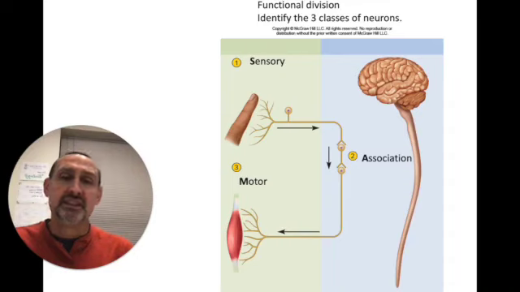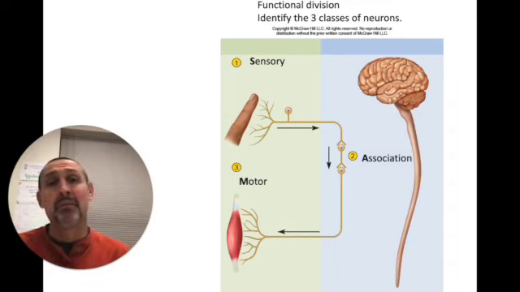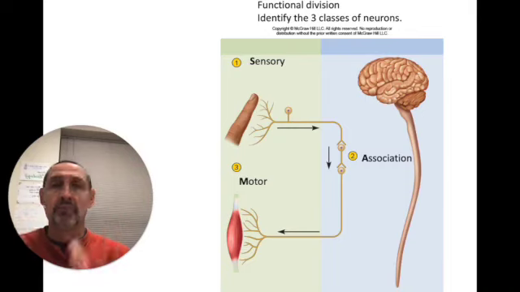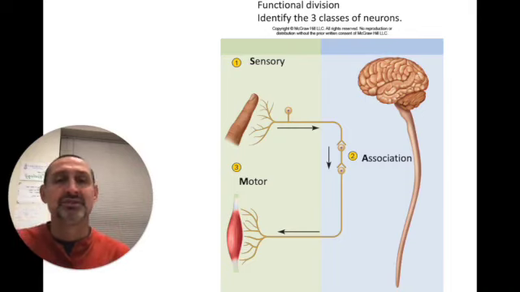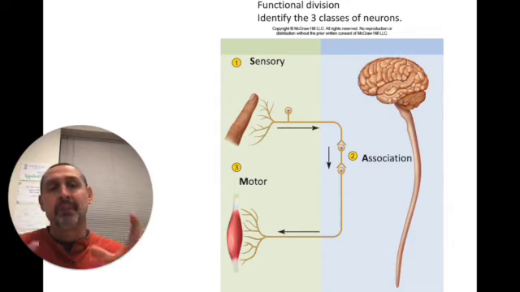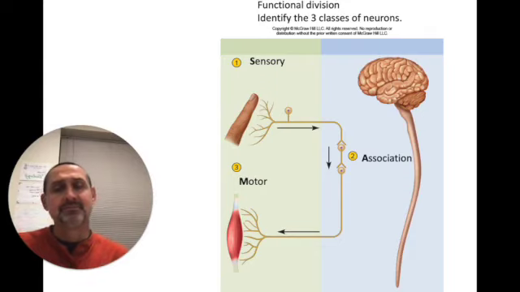Sometimes the integration is called association, and I prefer the association because it makes this acronym SAM. Sensory coming in, association figures out what to do with it, motor is the result. And we can classify neurons that way. Neurons are nerve cells. Remember all the way back to nervous tissue, neurons and neuroglial cells. The neurons, that's the workhorses of the nervous system, they can be categorized in those three ways.